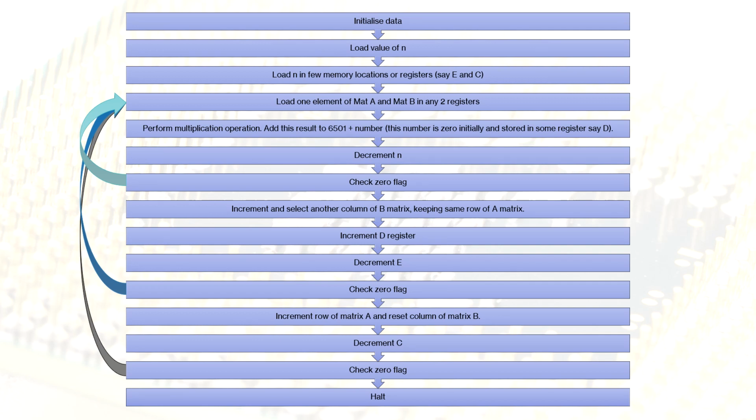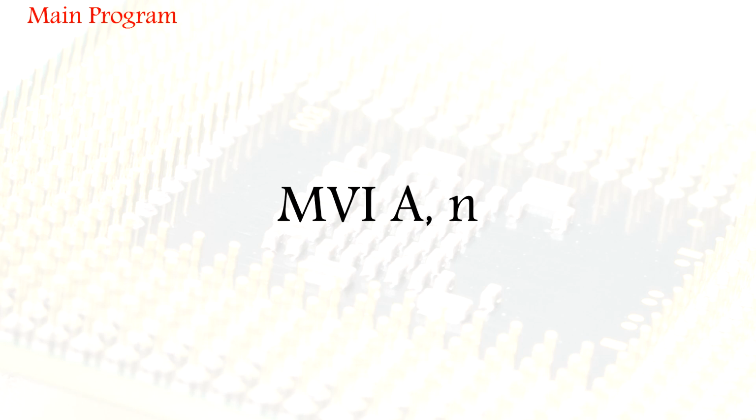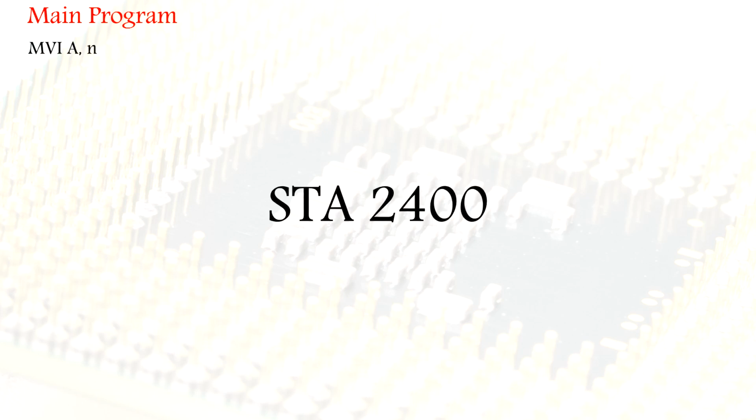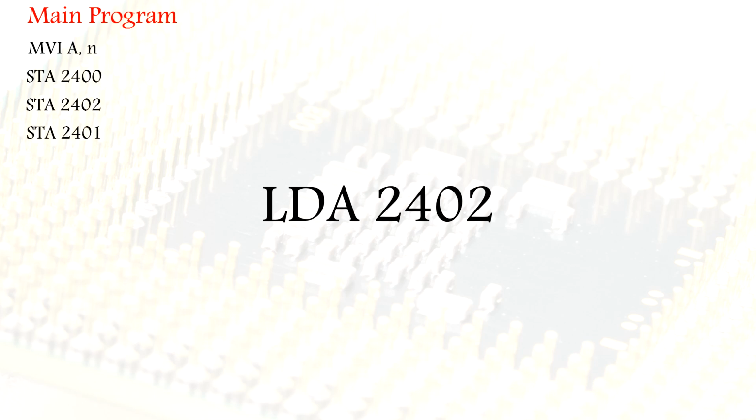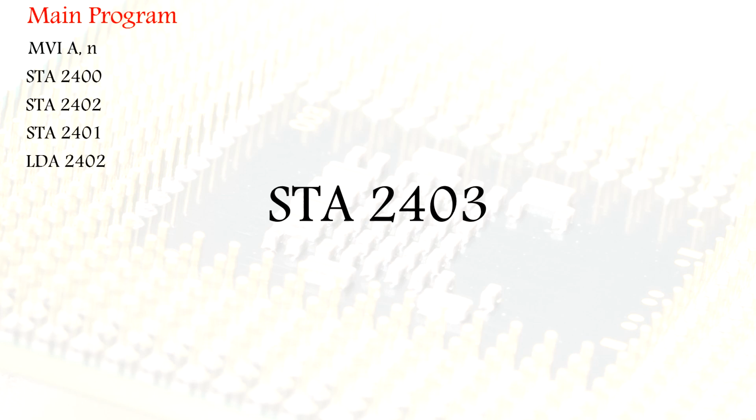So now coming to the main program, this is a simple program, a simple instruction. We are simply moving n to accumulator A. We are storing this n at 2400. We are storing this at 2402. We are also storing this at 2401. Here we are loading the accumulator with the contents of 2402. Fine. Why we need to do this will be clear as we move ahead in this program. And then we are also storing this n at 2403.